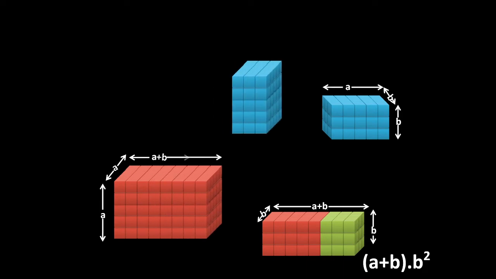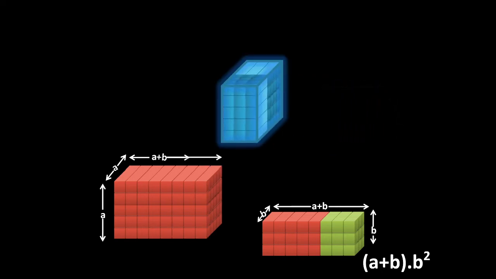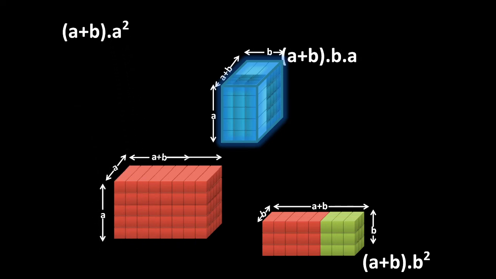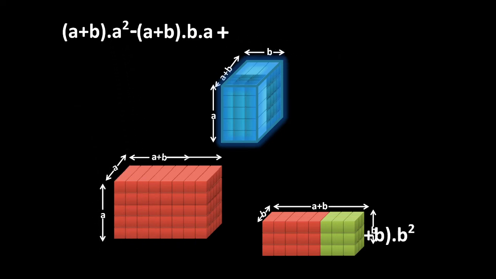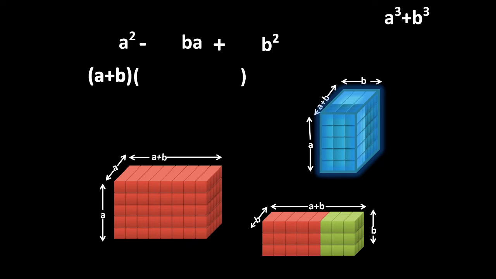Keeping it in order, we get three cuboids having same side length, which is a plus b. On calculating these volumes and adding these volumes, representing blue with the minus symbol, we get factorization of a cube plus b cube, that is a binomial, that is a plus b, into a trinomial, that is a square minus ab plus b square. This is the factorization of sum of two cubes.